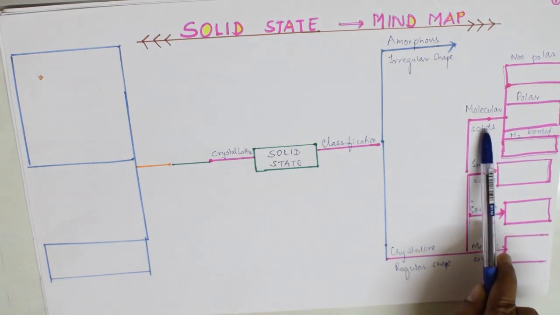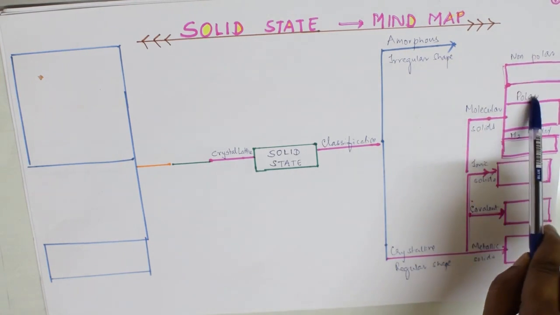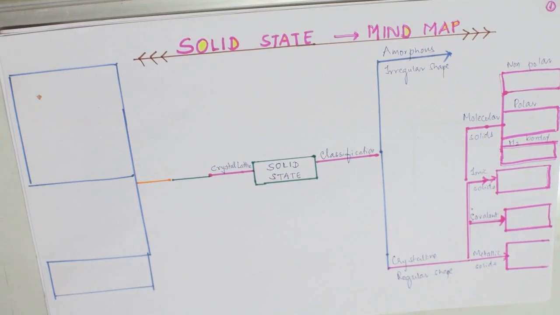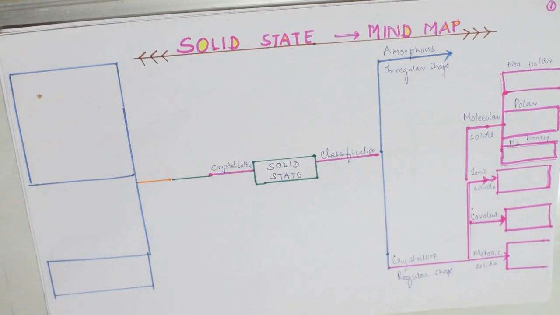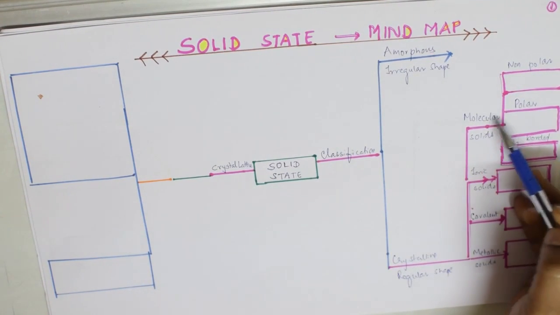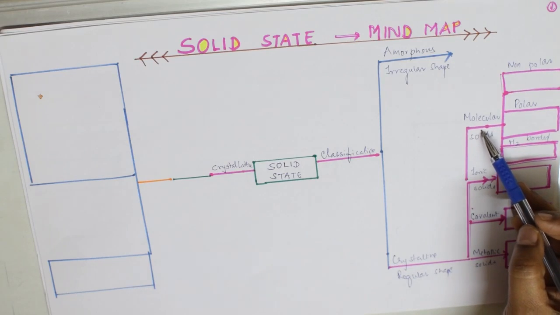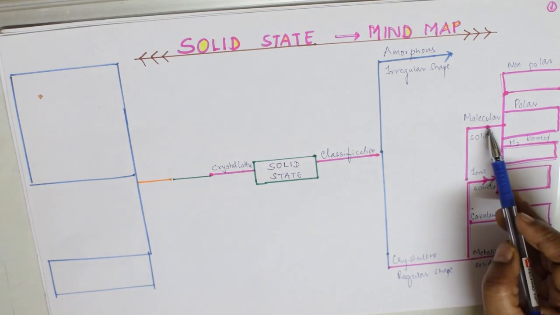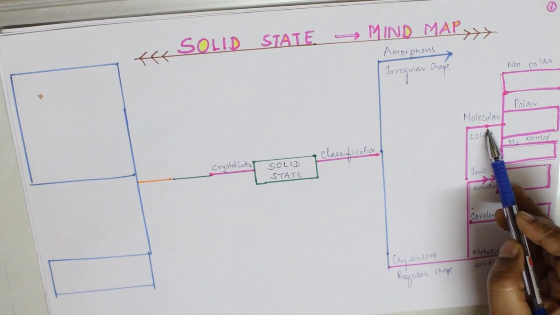Further, molecular solids are again divided into non-polar, polar and hydrogen bonded. So when I have to speak about the molecular solids, let us see the definition. I'll just tell you the definition, you can note it because the place is very less. I'll write the examples. So whenever we speak about molecular solids, which are a classification of the crystalline solids, you need to remember that here in molecular solids, what are the constituent particles?